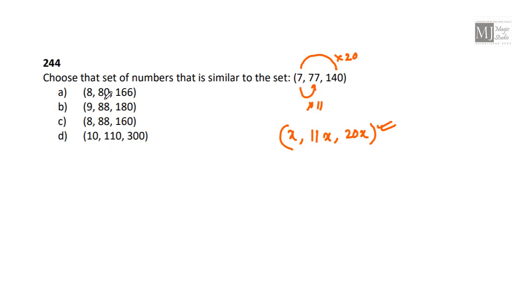8 into 11 should be 88. 9 into 11 should be 99. 8 into 11 is 88 and 8 into 20 is 160, so C fits in. 10 into 11 is 110, but 10 into 20 is not 300. So the correct answer is option C, 8. 11 into 8 is 88, and 20 into 8 is 160.